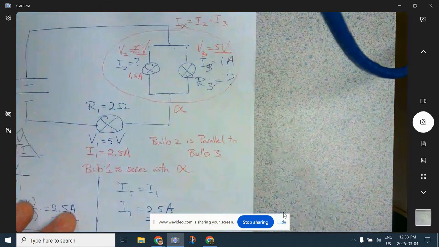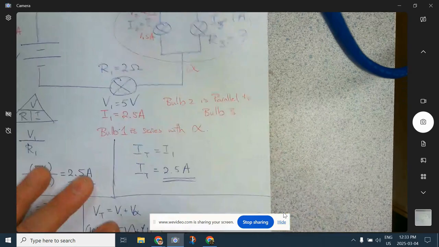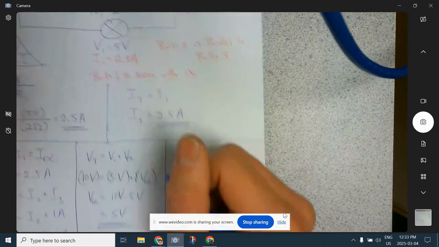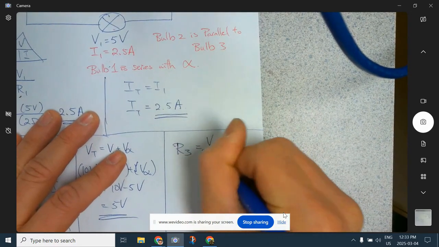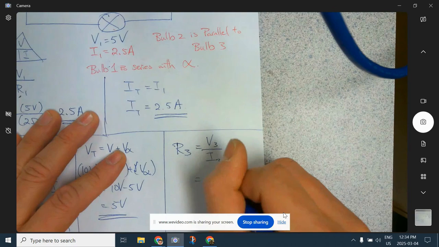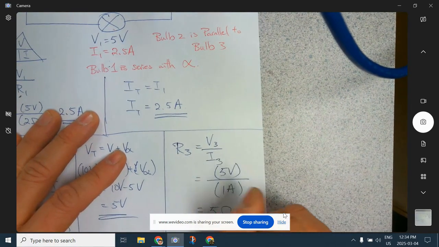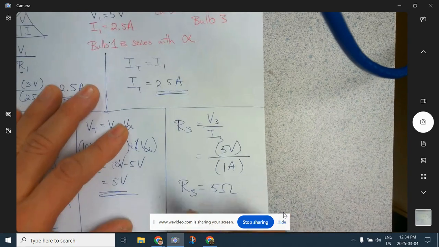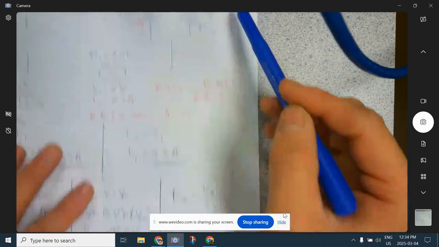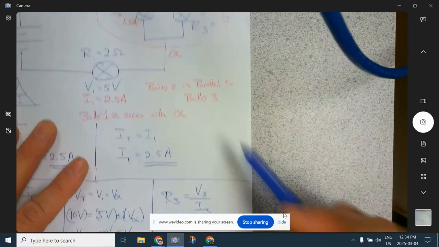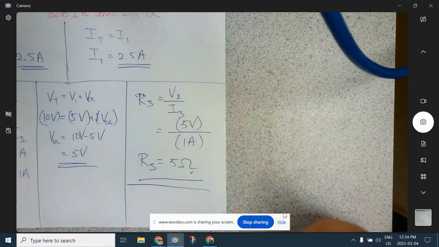I have to speed up. Now, if we look here, we can do another Ohm's law. V3 equals I3 times R3. So 5 volts divided by 1 amp will give you 5 ohms right here.